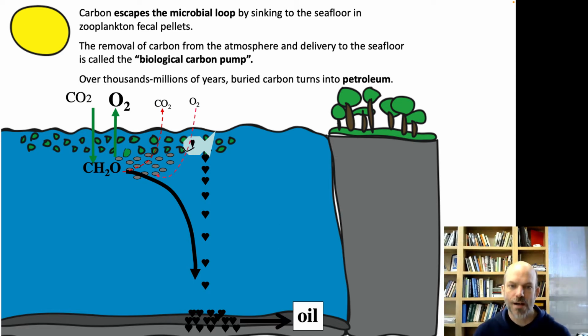Now, if you have a biological carbon pump operating to bury the carbon on the seafloor over thousands or especially millions of years, and that carbon stays in the marine sediments for millions of years and basically turns into rocks, then basically what you're doing is you're making oil. This is petroleum. Petroleum is buried organic matter that used to be on the surface of the ocean. All of the oil that we're burning right now used to be phytoplankton and heterotrophic bacteria in the surface of the ocean millions of years ago.